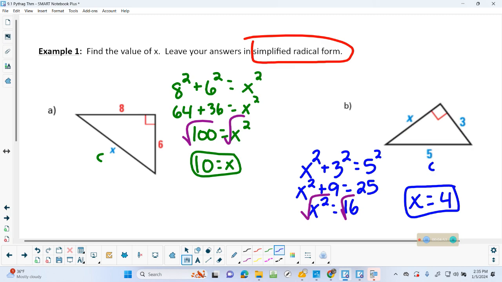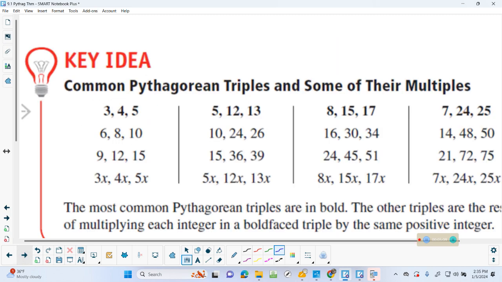Now, I'm also going to show you, too, in a minute here. I could have told you with no work this missing side was going to be 10, and this missing side was going to be 4. These are examples of what we call Pythagorean triples. I'm going to do this last problem for you in a minute, but this is what this chart's all about.